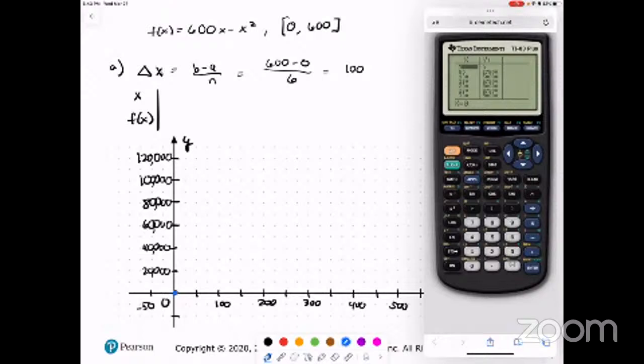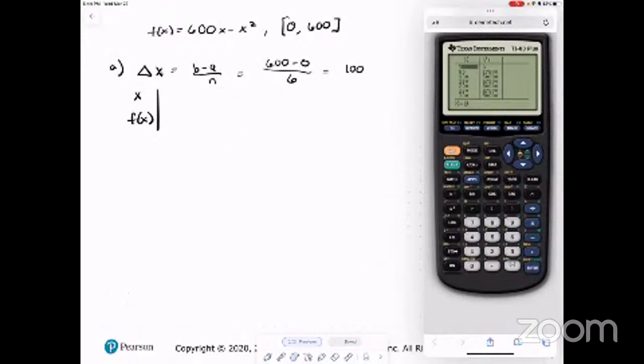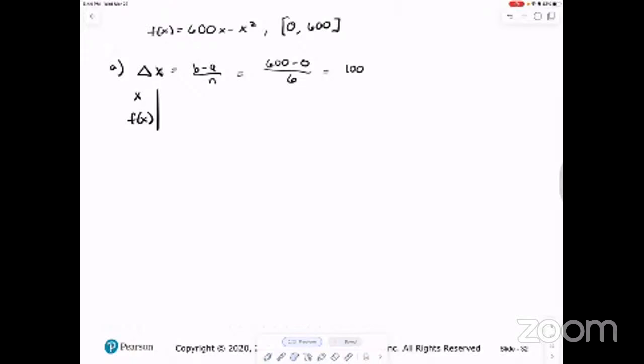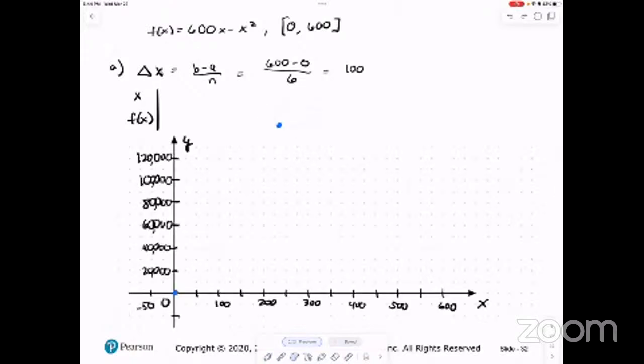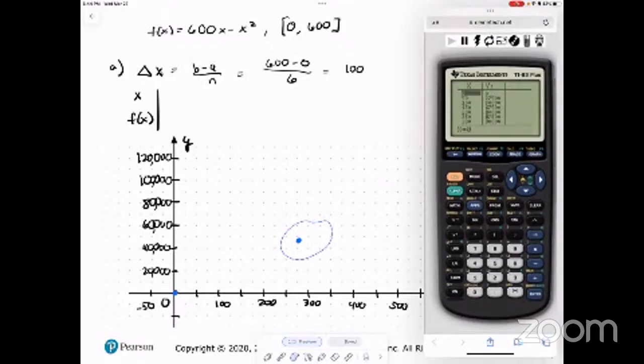Let me see something. Can I just grab that? Duplicate. That looks pretty decent. Cut. Oh no. Undo. Cut. Paste. Cut and paste. Okay, there we go. All right, let's go back here. So then we have 50, 27,500. So 27, if that's 30, that's about here.